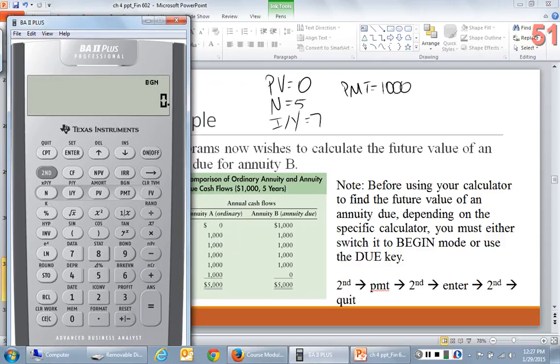So the first step, we clear our time value of money. Second, clear TVM. The present value is 0. N is 5. The interest rate is 7. The payment is $1,000. And we're wanting to compute the future value. $6,153.29.